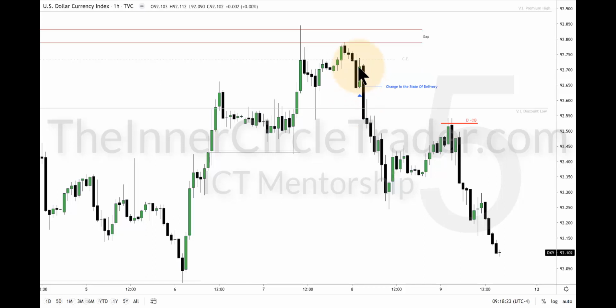So we have an up closed candle, again, prior to this decline. So this is your bearish order block. This is your bearish propulsion candle. Okay, so this propulsion block eats into this bearish order block, and then we have a change in the state of delivery again, right there.